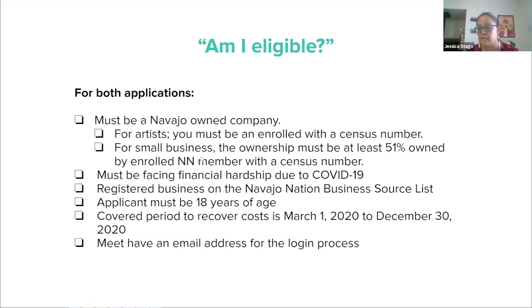You must be facing financial hardship due to COVID, and that is important, and we'll get into exactly what they mean by financial hardship a little bit later. You must be registered on the Navajo Nation business source list. You have to be 18 years of age, and the covered period for costs that they're going to be asking you for is from March 1st to December 30th. So you have to be in business at least before January 1st, but we'll go over that as well.